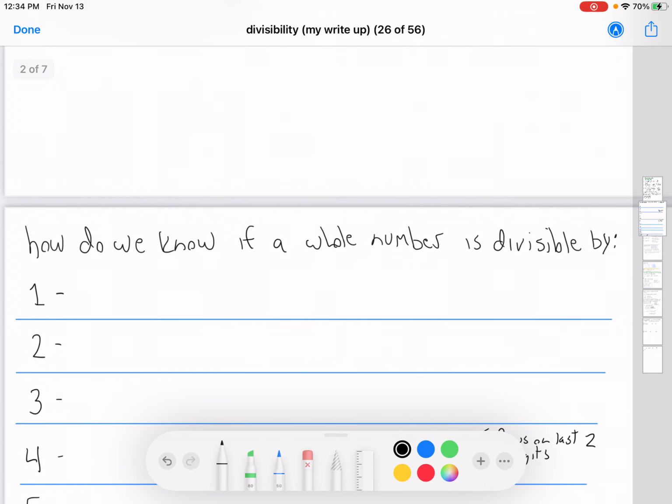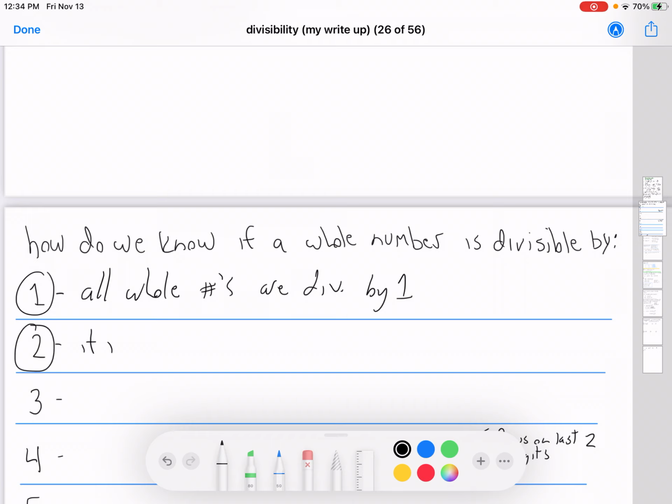So, how do we know if a whole number is divisible by 1? And the answer is all whole numbers are divisible by 1. How do we know if a whole number is divisible by 2? And we can just say it is even. Right? All even numbers are multiples of 2. So any even number is divisible by 2.